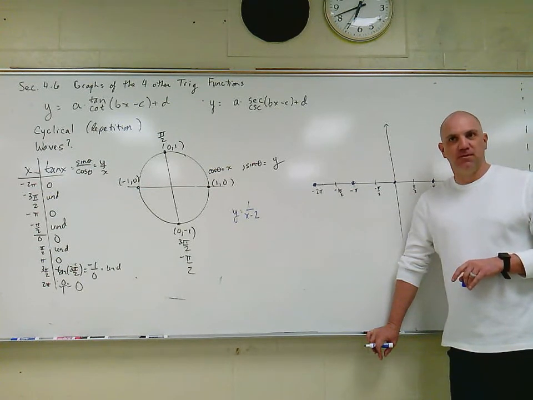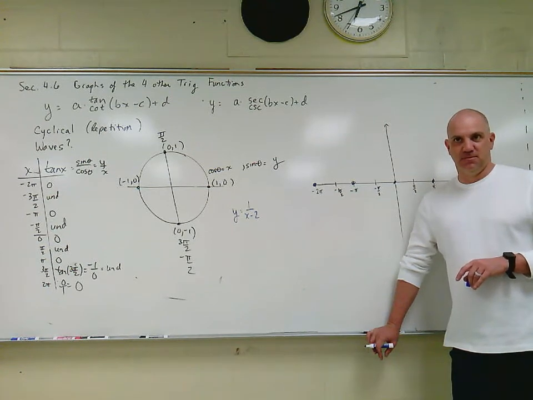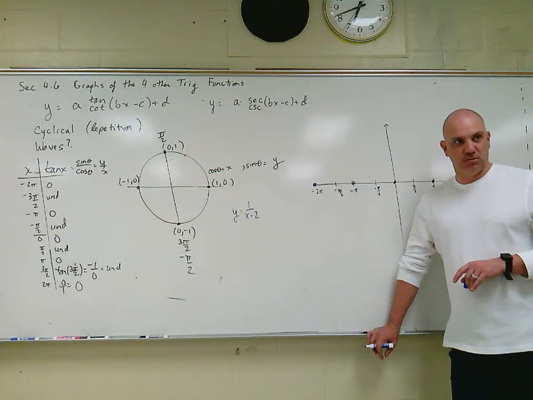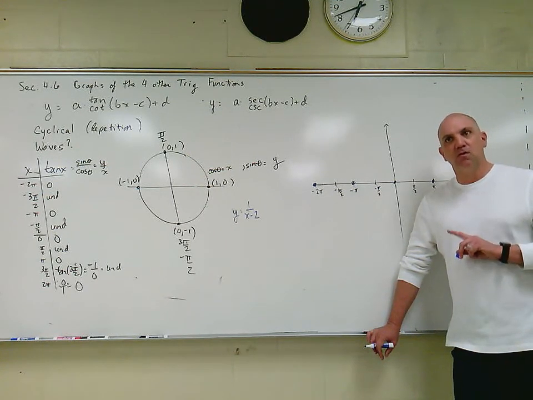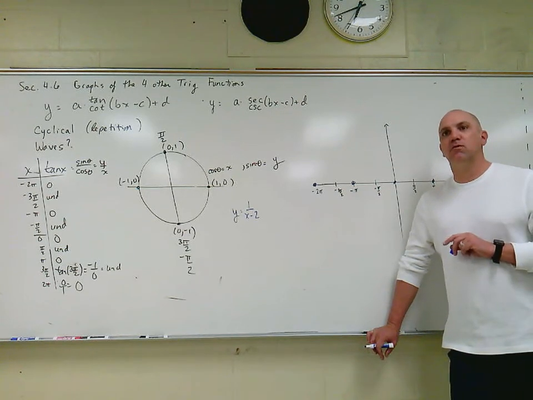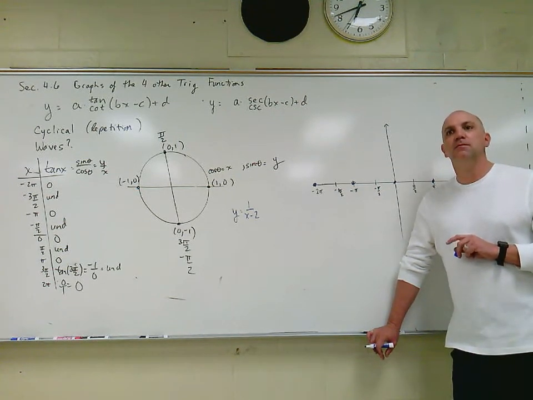Rational function. It is a rational function and it has asymptotic behavior. It has asymptotes. It has horizontal asymptotes and it has vertical asymptotes. Do you remember how to figure out where the vertical asymptotes are?